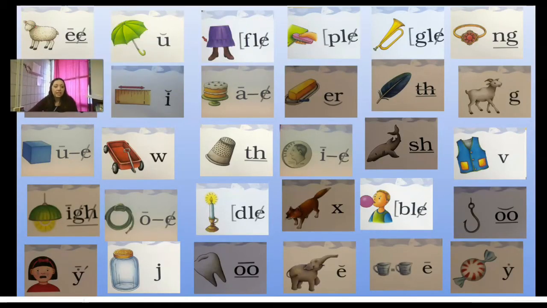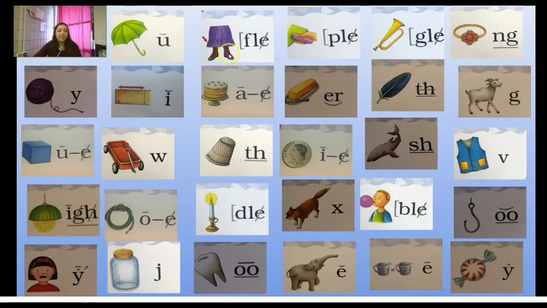All right, so let's look. So we're going to go ahead and do our letter sound cards now. I have sheep, E. Digraph E, very good. Umbrella, U. Good job. How about ruffle, full?